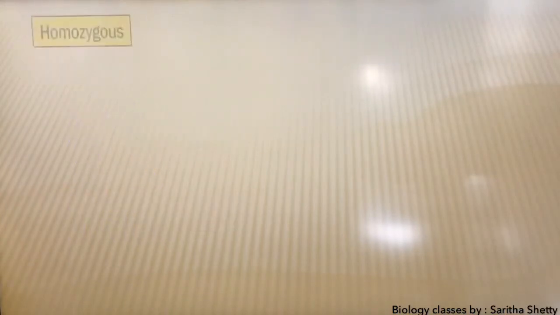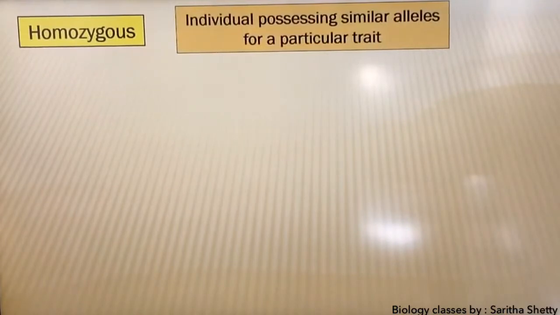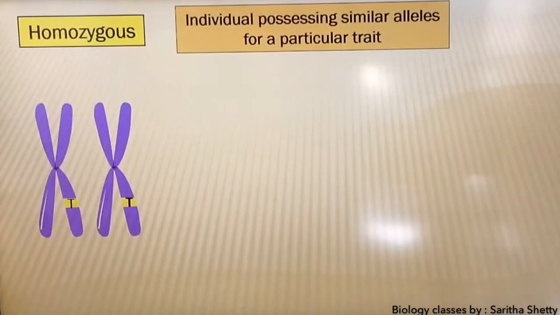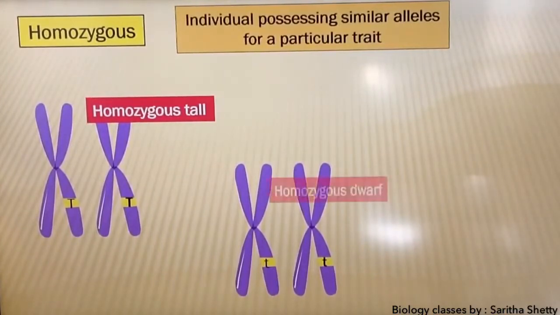We move on to the next term, that is homozygous. A condition where individuals possess similar alleles for a particular character. Observe, if they have similar alleles, maybe dominant or recessive alleles, then such a condition is called homozygous condition. So we have homozygous tall, that is capital T and capital T. And we have homozygous dwarf condition, that is small t and small t. We will move on to this concept later.